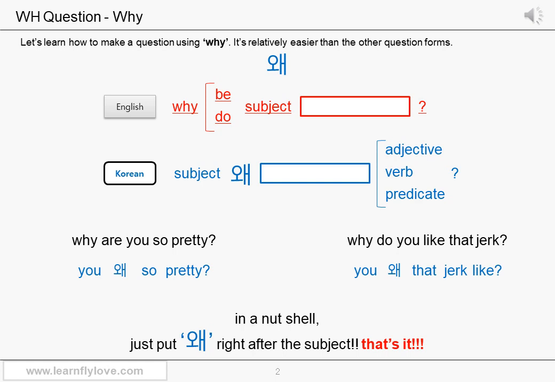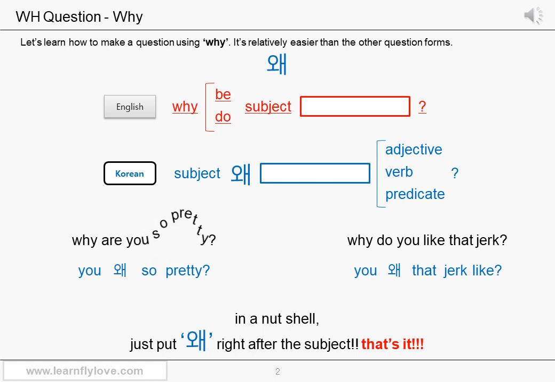Just take a look at the bottom of this page. In a nutshell, just put where right after the subject. That's it. Yeah, that's it. You've already mastered how to make question sentences using why. Let's see the simple example here.